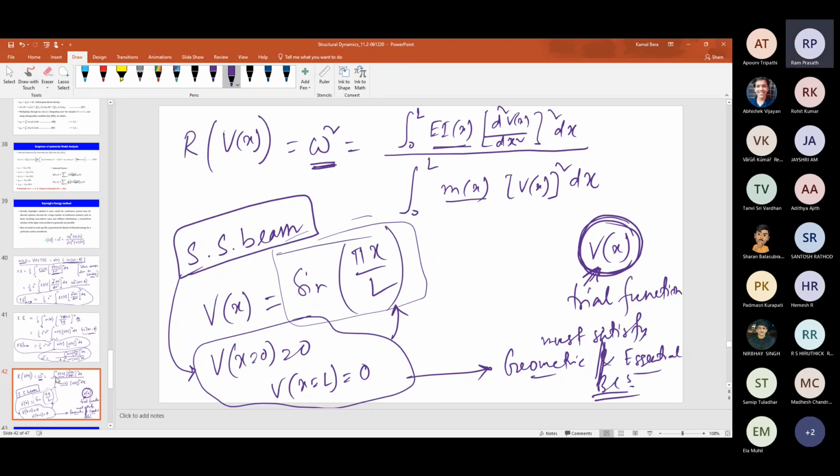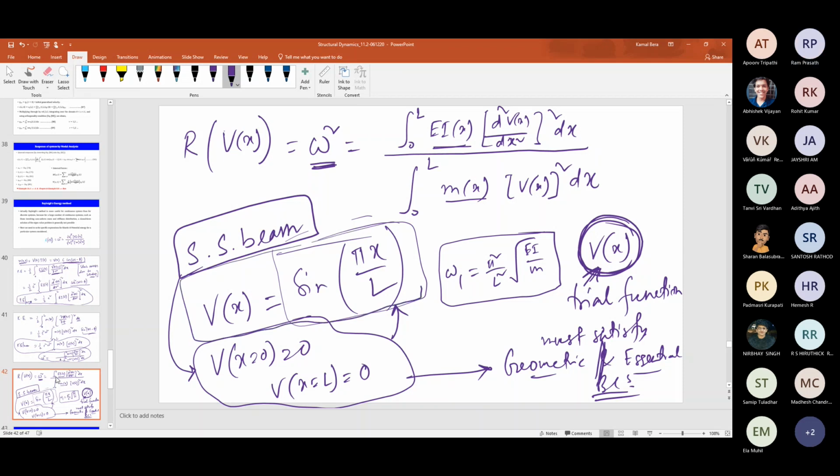So omega 1 is pi square by L square root of EI by m. Yes, that is your exact value. This is the exact value of the natural frequency of a simply supported beam. Why is it exact? Because the trial function itself is the eigenfunction.